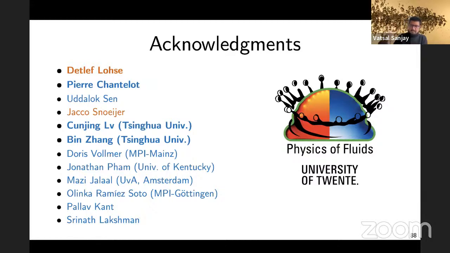So I promised that I will reveal the color code towards the end of my talk, and the color code is the following. Essentially, everyone in orange over here are the theoreticians in the group, and everyone in blue are the experimentalists in the group, and I am somewhere in between, yellow, which you don't see on the slide, because I do simulations for them.